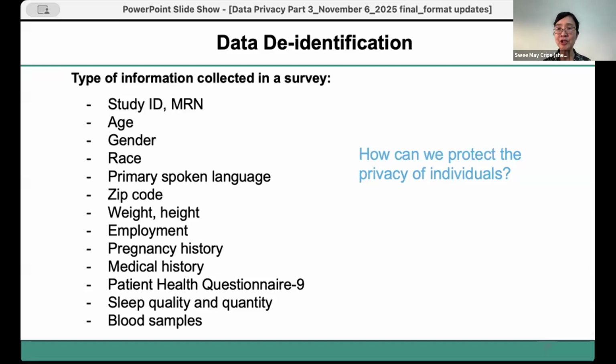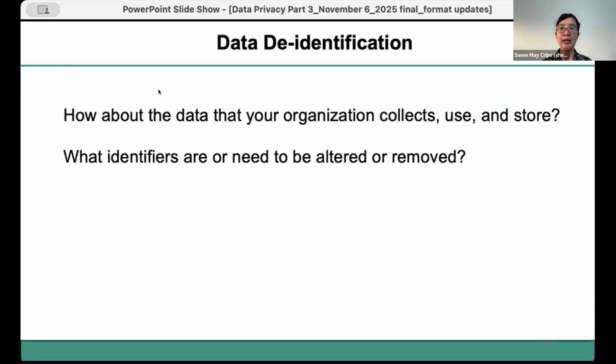So for the suggestions, that's correct. We want to make sure that there is no identifying information in the data set, and to set aside the linkage information so it is only accessible by certain individuals. All right, so think about it for your organizations and the information that you collect, whether it be quantitative or qualitative: what identifiers are or need to be altered or removed in your data sets?